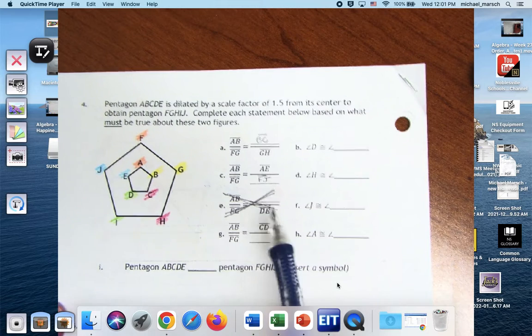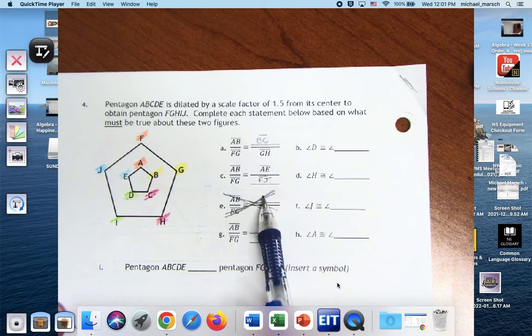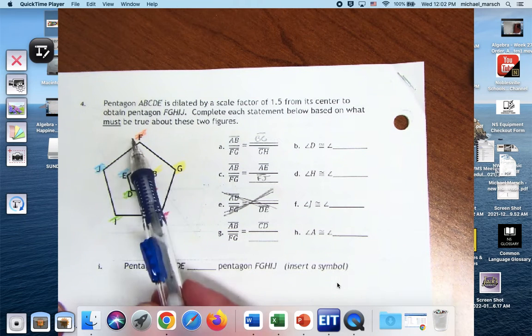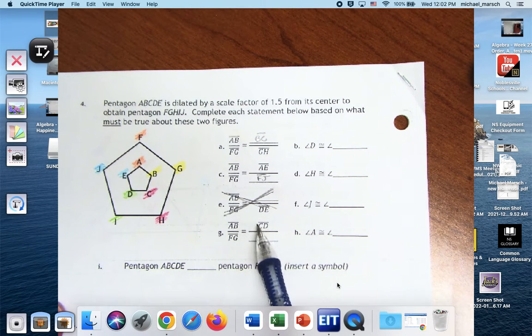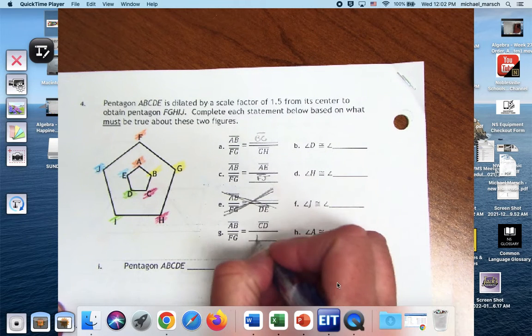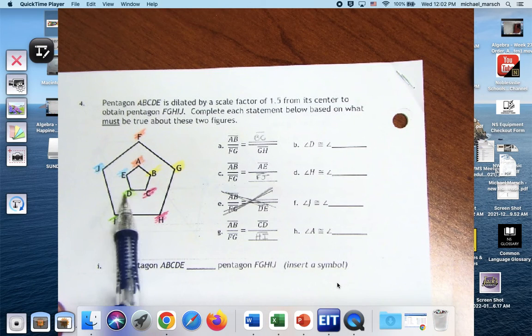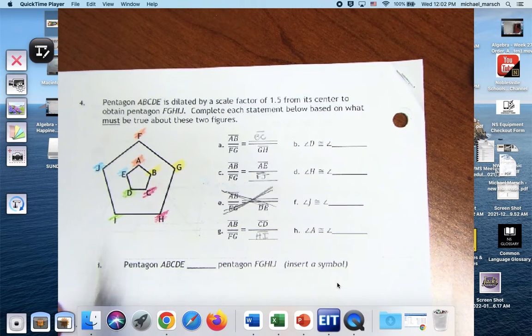Right. So this DE should have been in the numerator, not in the denominator. That's what's wrong with it. And then again, we have AB is proportional to FG. So CD is proportional to HI. Good. So CD goes red, green, red, green.